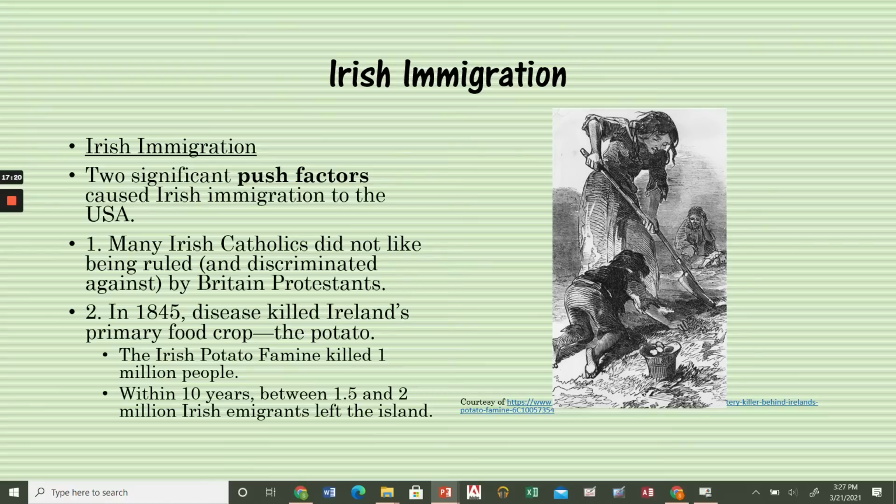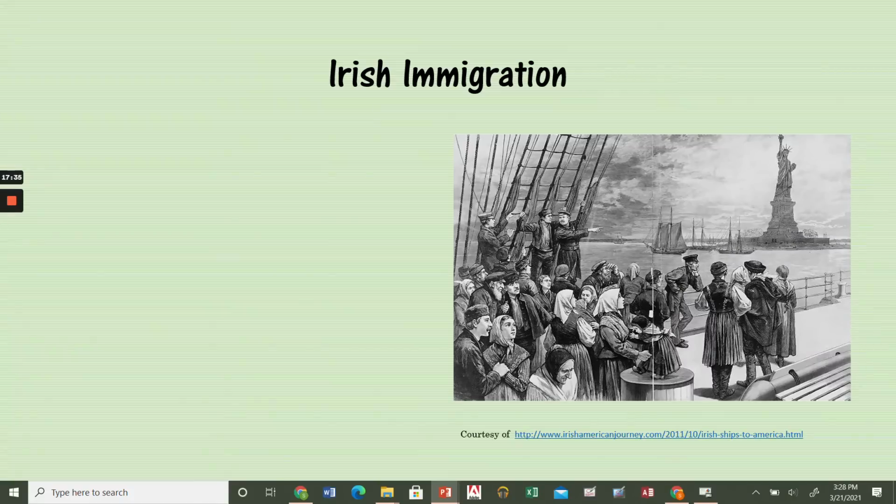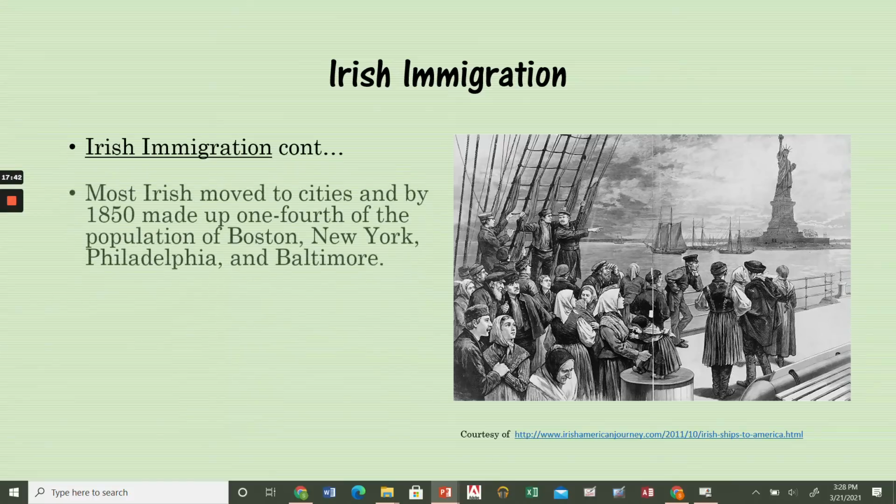And again, I forget the exact percentage of that, but I want to say that's something like 20 or 25% of the Irish population left because of the potato famine. So those are both push factors. What were the pull factors that drew the Irish to America? Because after all, they could have moved theoretically anywhere in the world. Why come to America?